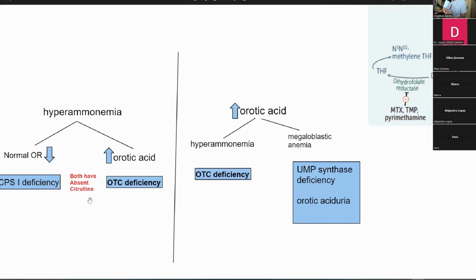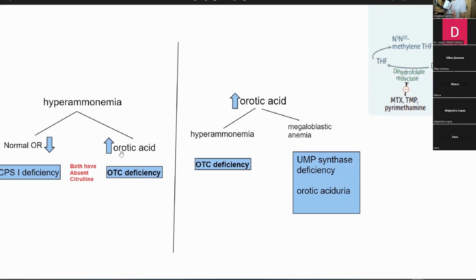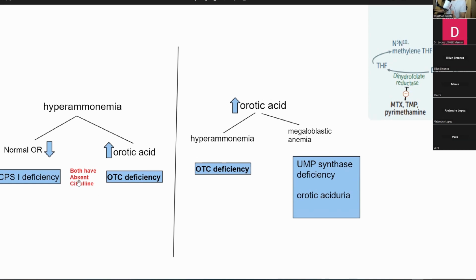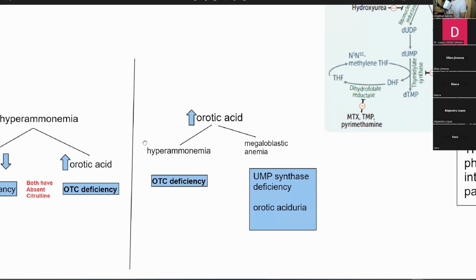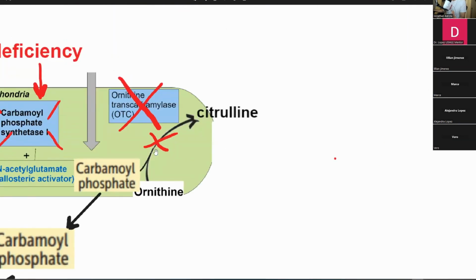Definitely, this is what I'm saying. Yes, we got to make sense of this. Perfect. So what we're talking about here is that high levels of uric acid are only because we now have double the source of carbamoyl phosphate. We have one that's leaking from the mitochondria, one that was living in the cytoplasm. Both of them have absent citrulline because none of them can advance to the next level. Look at that. They're both blocked. One is blocked here and the other one's blocked down here.